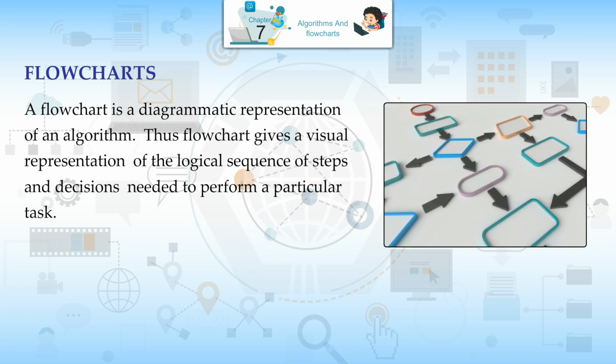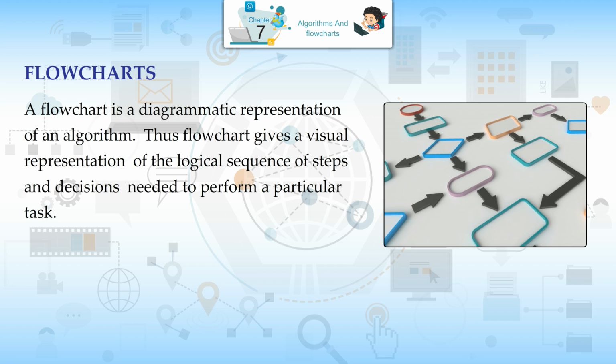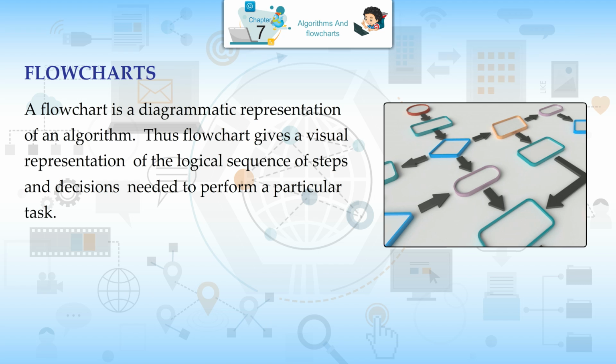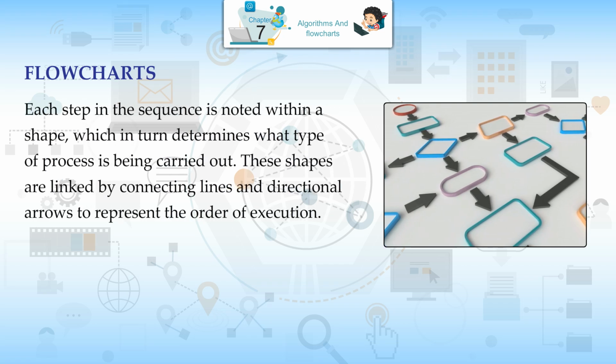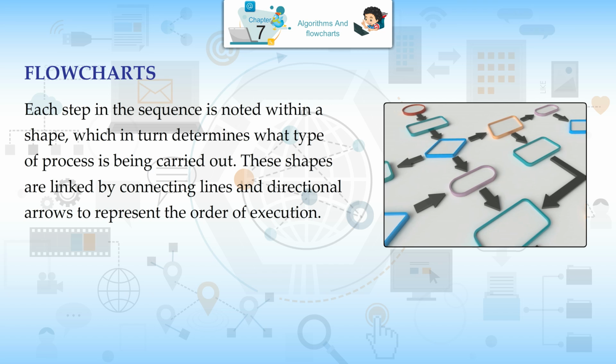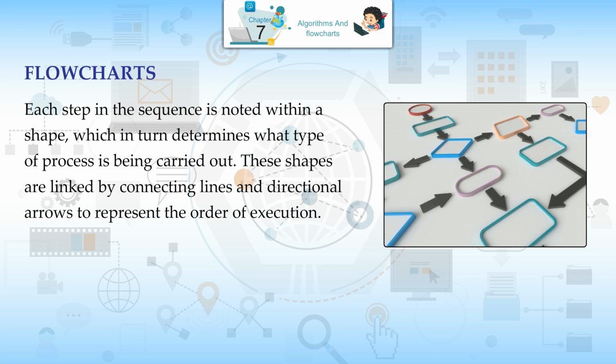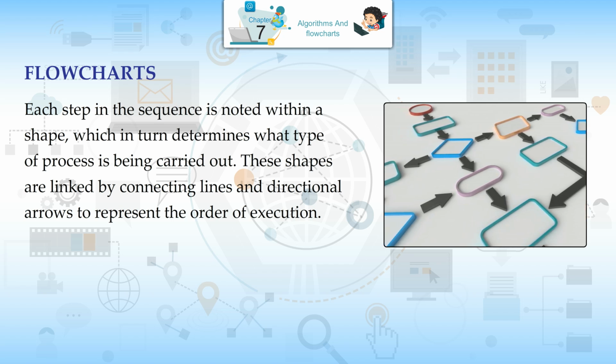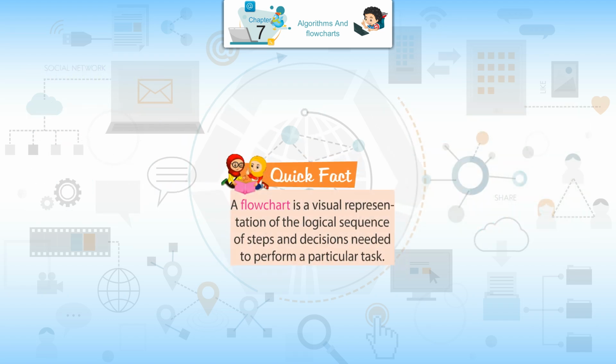Flowcharts. A flowchart is a diagrammatic representation of an algorithm. Thus, a flowchart gives a visual representation of the logical sequence of steps and decisions needed to perform a particular task. Each step in the sequence is noted within a shape, which in turn determines what type of process is being carried out. These shapes are linked by connecting lines and directional arrows to represent the order of execution. Quick fact: a flowchart is a visual representation of the logical sequence of steps and decisions needed to perform a particular task.